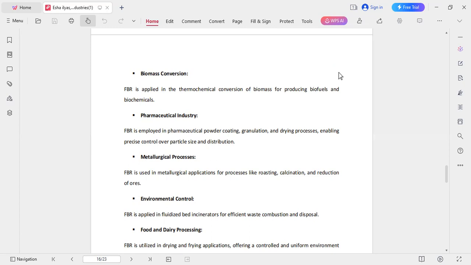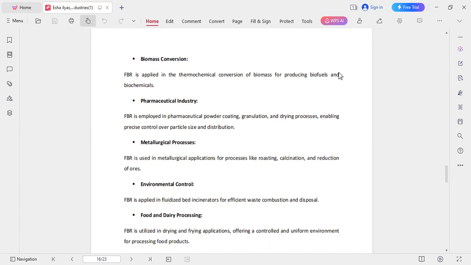Number five, pharmaceutical industry. Fluidized reactors are applied in pharmaceutical powder coating, granulation, and drying processes, enabling precise control over particle size and distribution. Number six, metallurgical processes. Fluidized reactors are used in metallurgical applications for processes like roasting, calcination, and reduction of ores. Number seven, environmental control. Fluidized reactors are applied in fluidized bed incinerators for efficient waste combustion and disposal.